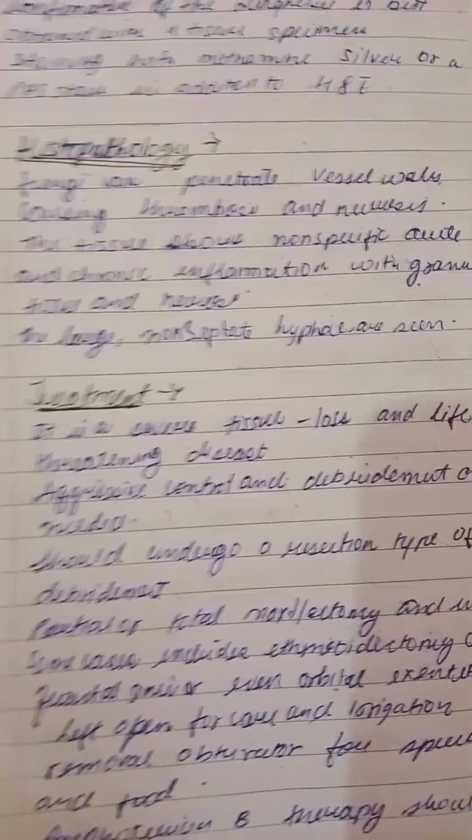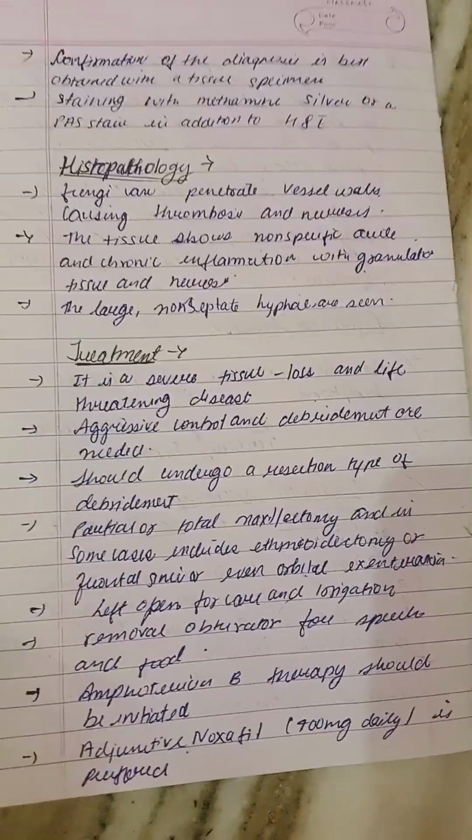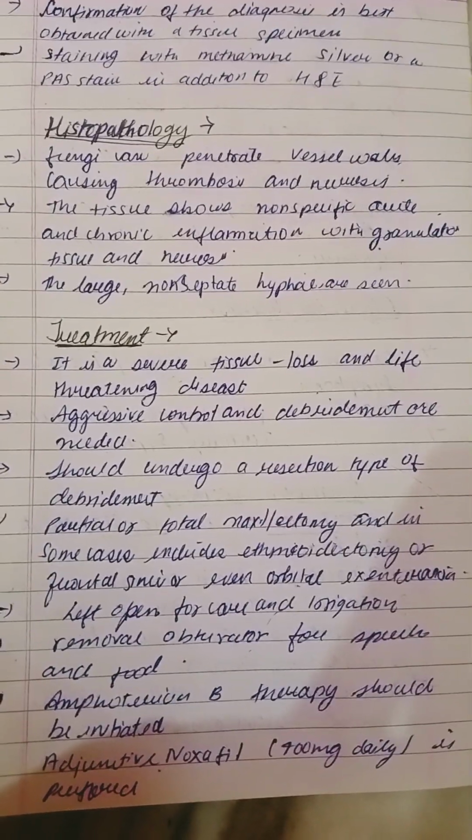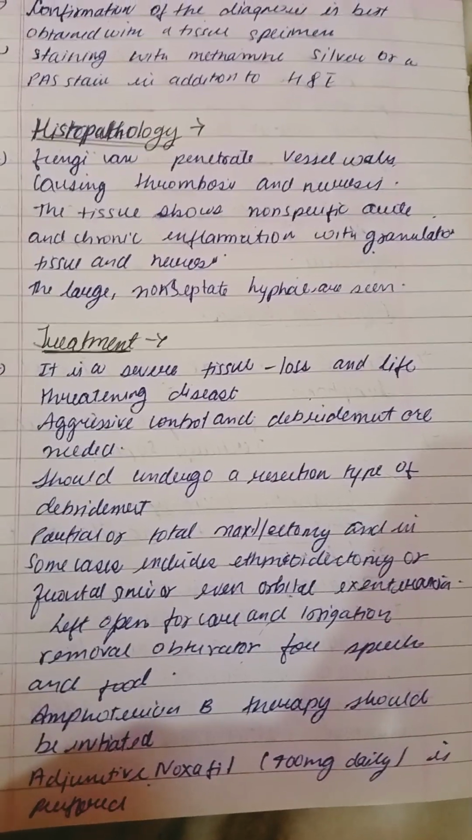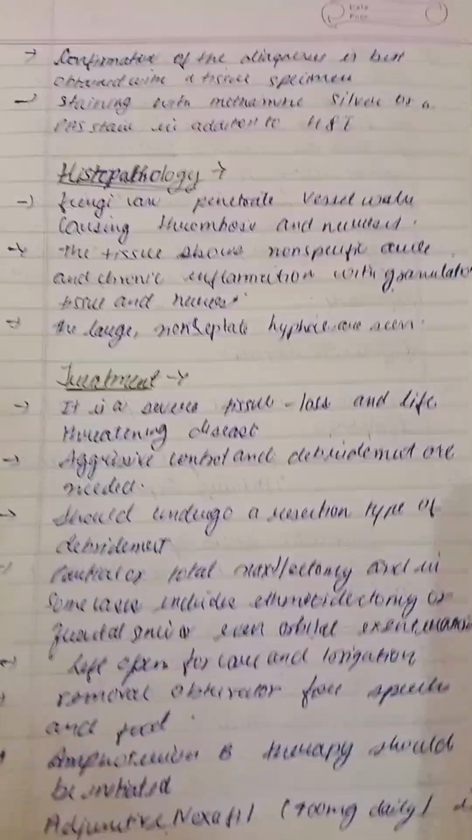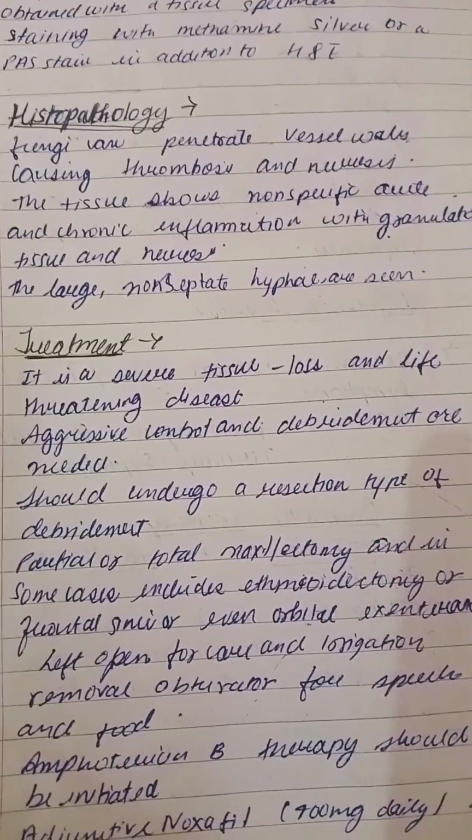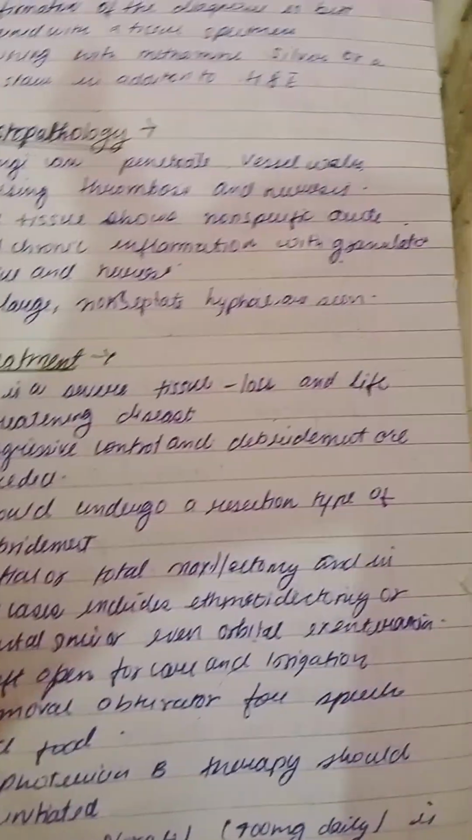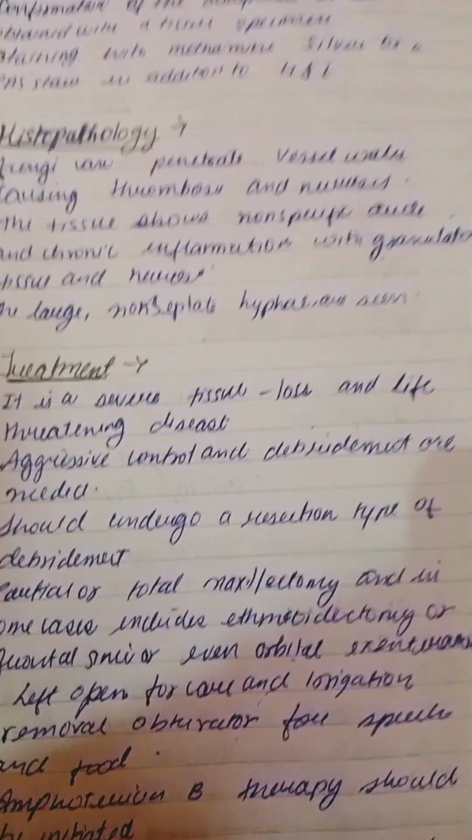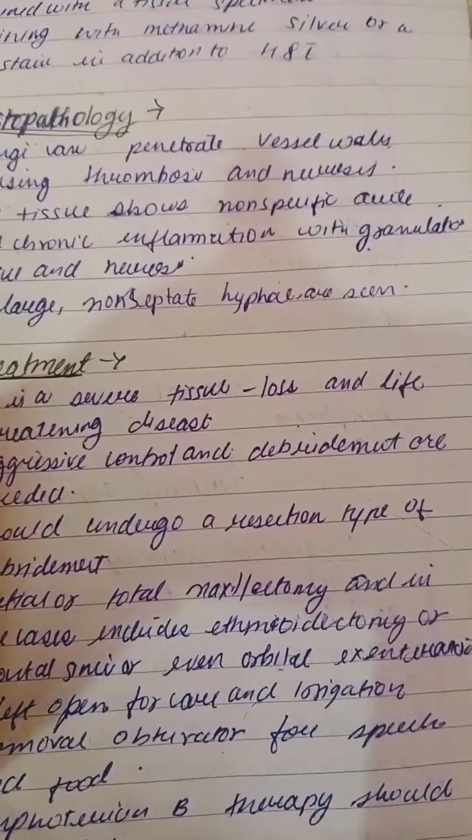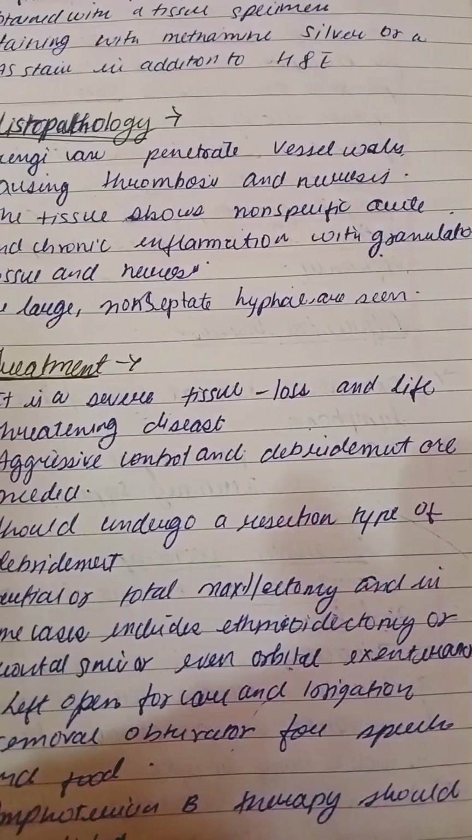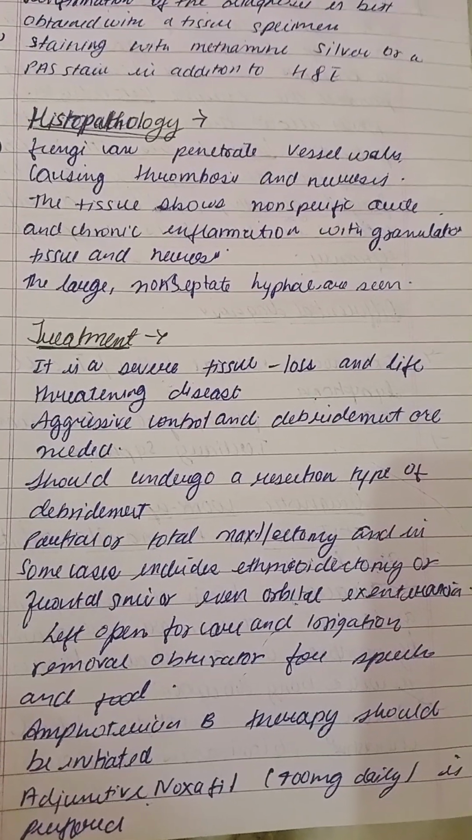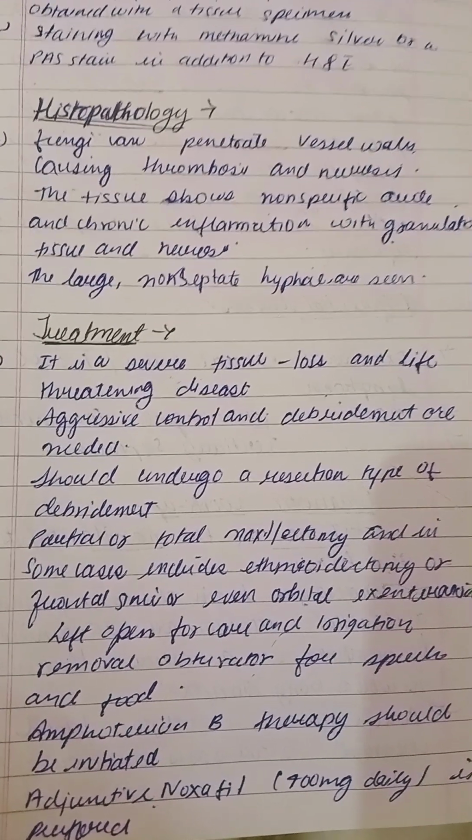Now coming to the treatment plan. It is a severe tissue loss and life-threatening disease. So mucormycosis is a life-threatening disease. Aggressive control and debridement are needed. So the main key for the treatment is early and aggressive treatment. Okay, it should undergo a resection type of debridement obviously.